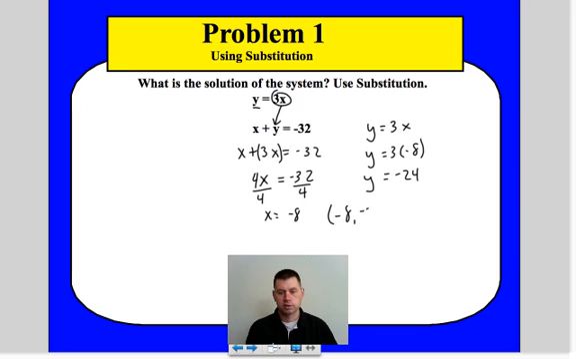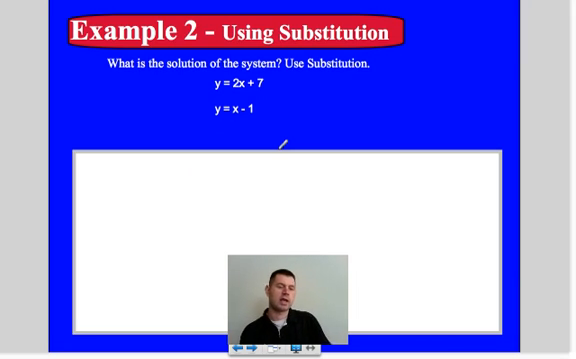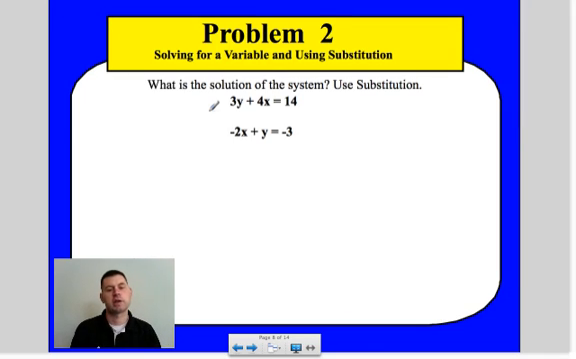So simple. Now there's our answer, and we do the check as well. 3 times negative 8 is negative 24. We kind of did that check in the work. But if we go here, negative 8 plus negative 24 does make negative 32, so it does check out. Go ahead and do a substitution here. A little hint: y is solved for in both equations, so basically you're going to set the two equations equal to each other. Okay, let's look at problem 2.